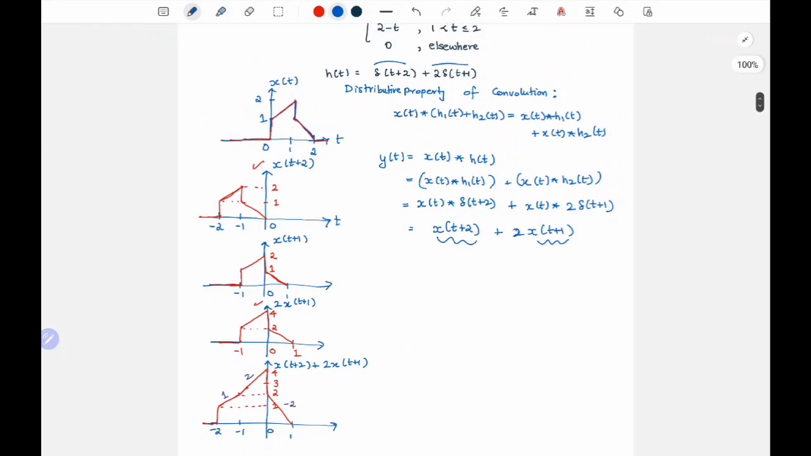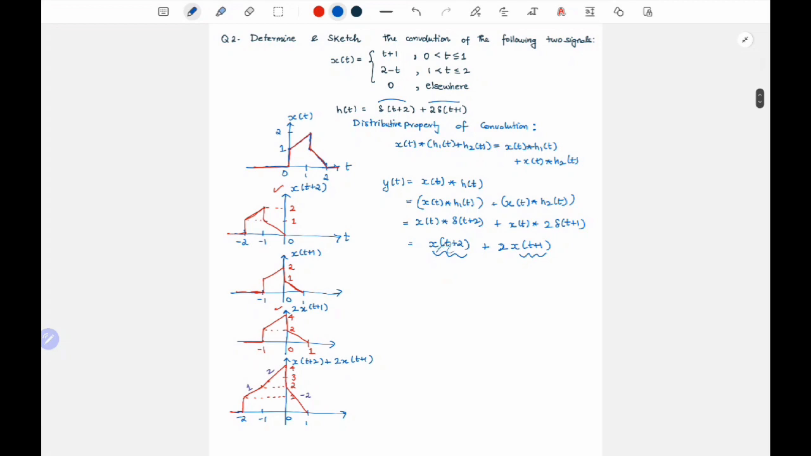If we want to get it mathematically, how do we write it? So we'll have x of t plus 2. So what is x of t plus 2? It is actually t plus 3 for 0 less than t plus 2 less than or equal to 1. This if we simplify, it will be from minus 2 to minus 1. And then we have 2 minus t minus 2, which is nothing but minus t for 1 less than t plus 2 less than or equal to 2. So if we just subtract 2 everywhere, we get minus 1 to 0. And it is 0 elsewhere.